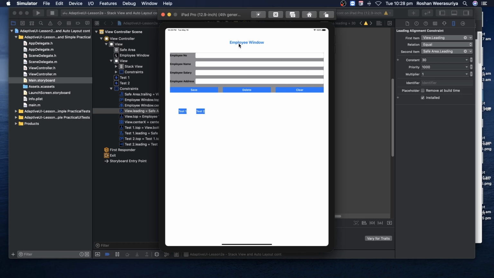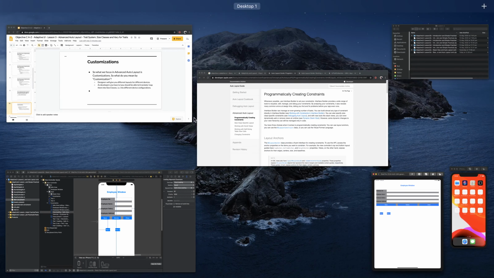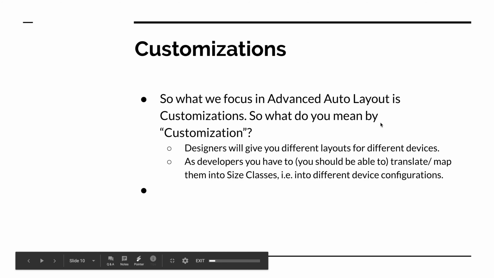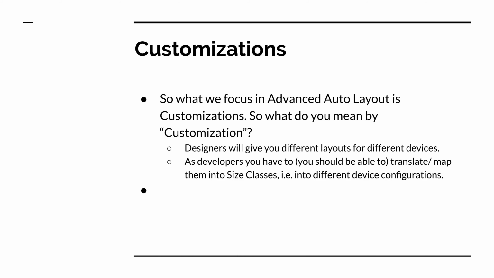Another example is, maybe this employee window label, a designer might ask you to have a larger font here, whereas he might say have a smaller font on the iPhone. Can you understand, my little friends? So this is what we are discussing under customizations, right? So what we are focusing on in advanced auto layout in this discussion is customizations.